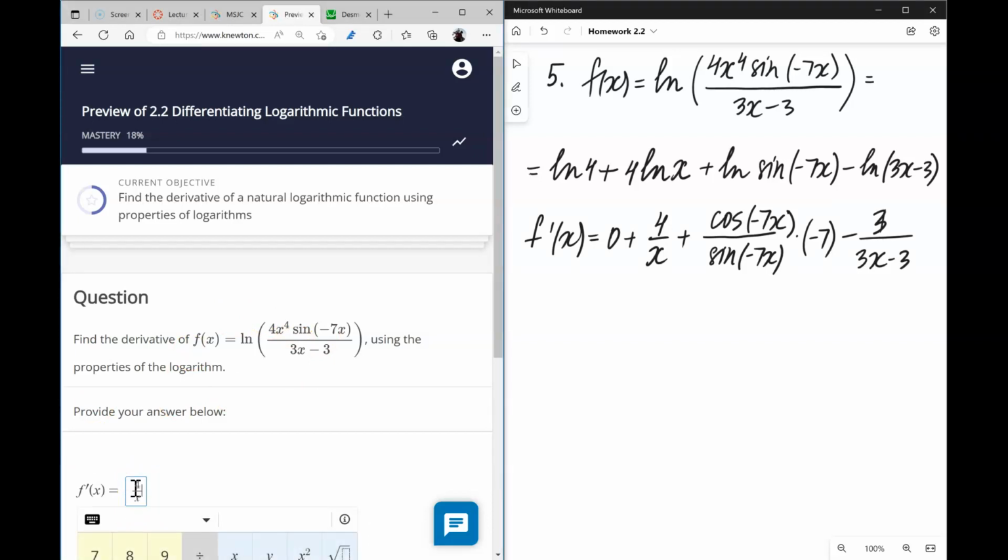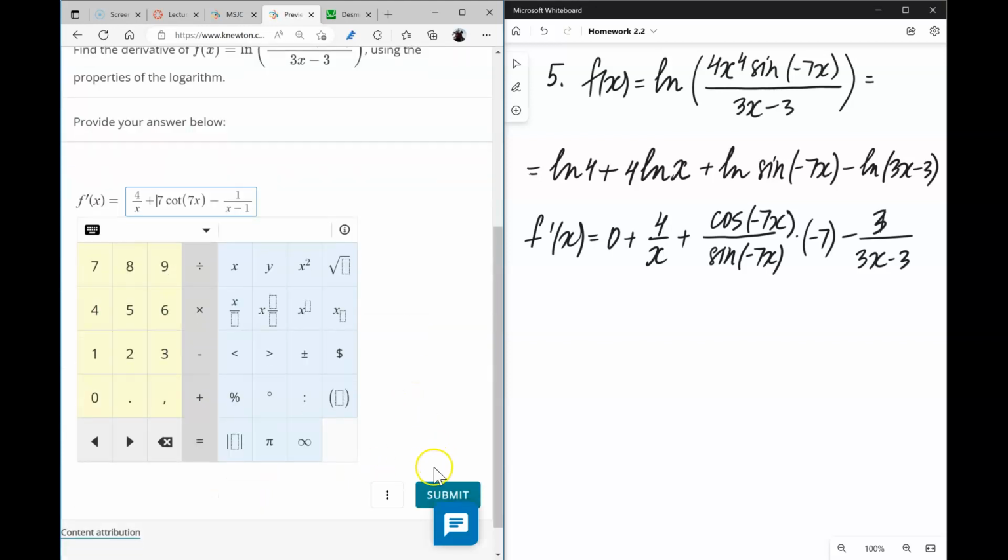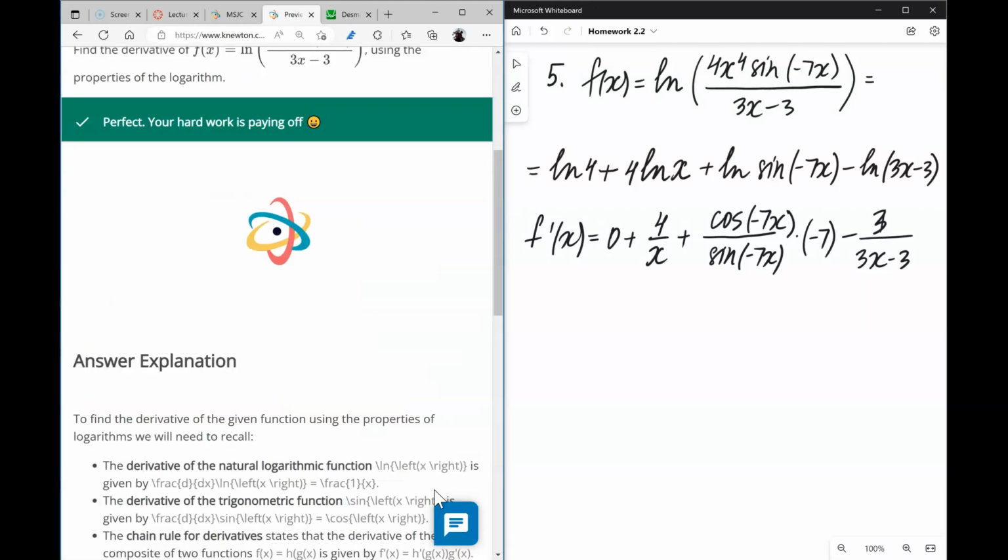4 divided by x minus 7 cotangent of negative 7x minus 1 over x minus 1. And we can be fancy and take out this negative because cotangent is an odd function. But again, you don't have to if you don't feel comfortable.